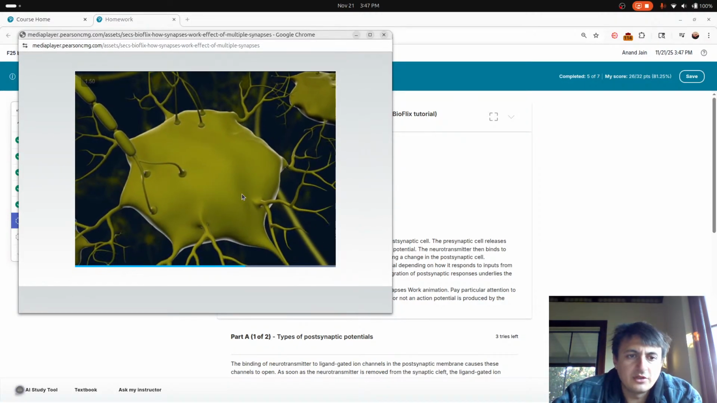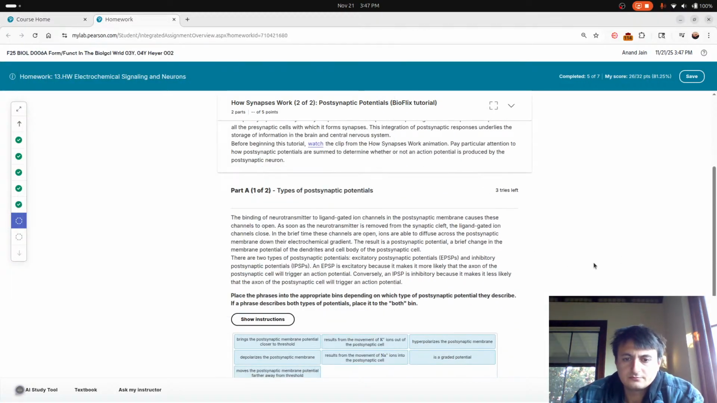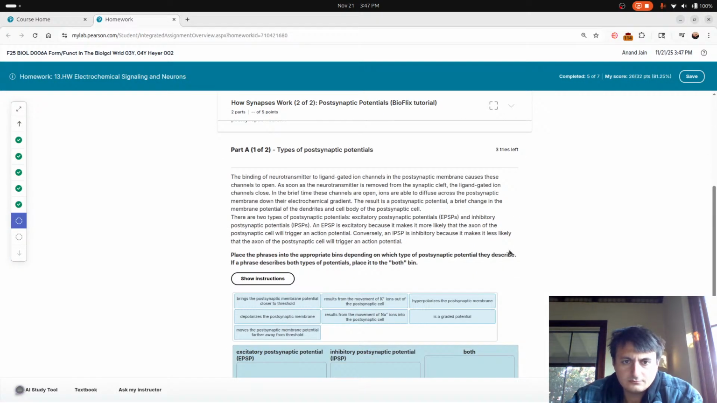Wait, didn't we already watch this? Now, only excitatory signals are transmitted, and the receiving neuron generates an action potential down its axon. The signals that pass between these and countless other neurons constitute our thoughts and coordinate our activities.